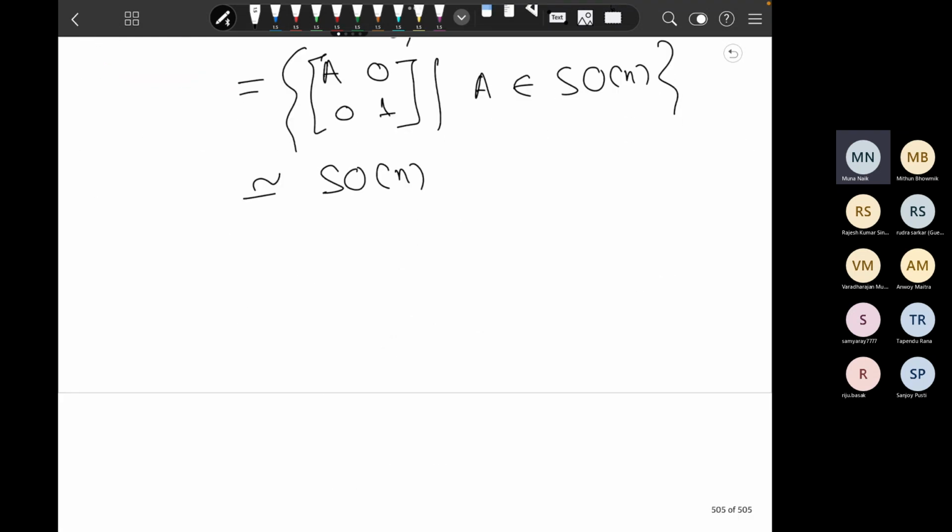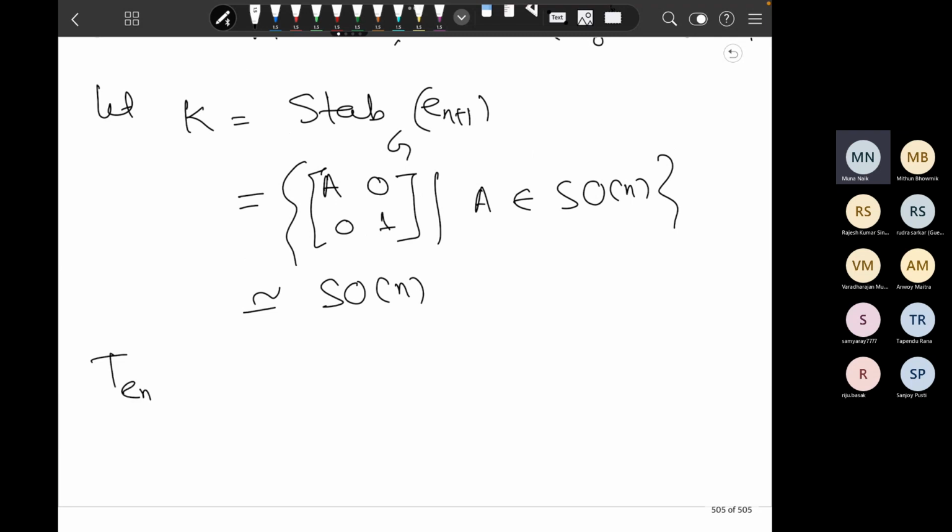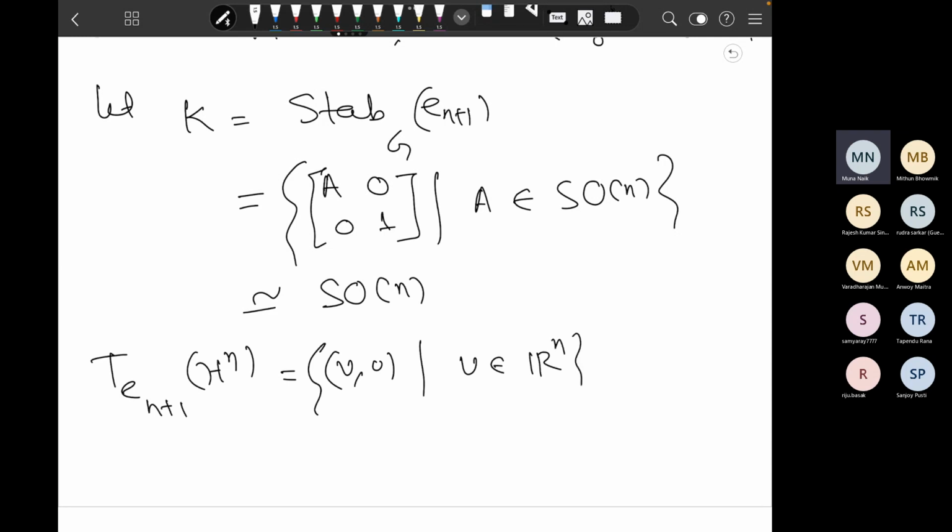Now if you look at the tangent space at e_{n+1} of Hn, we have also seen this. This is really the set of vectors (B, 0), where B belongs to R^n, and this is linearly isomorphic to R^n, because this is also clear from this picture. This is the picture of Hn. So now this is my e_{n+1}, and this is my tangent space at e_{n+1}. We have also seen this. So the tangent space at e_{n+1} of Hn.